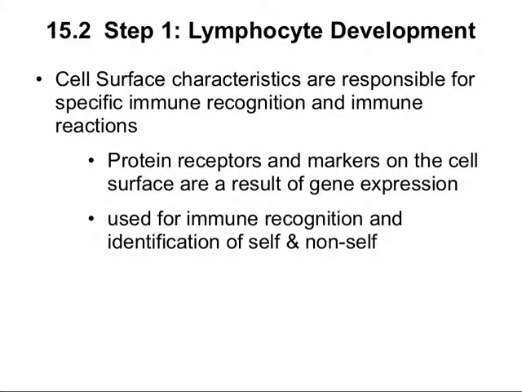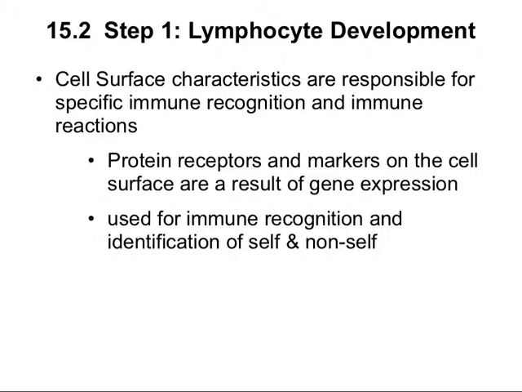In this section, we'll be looking at stage 1 of the third line of defense, acquired specific immunity. Before we can look specifically at lymphocyte development, we need to review some of the unique structures of molecules and characteristics of cell surfaces, like the membranes and the envelopes, and gene expression. The cell surface characteristics are responsible for specific immune recognition and immune reactions, so it's really important for us to get a good grounding in this.